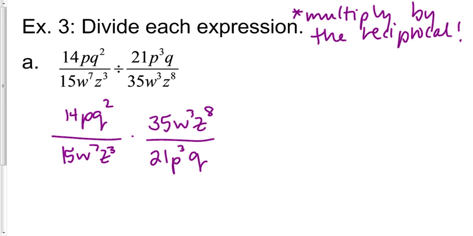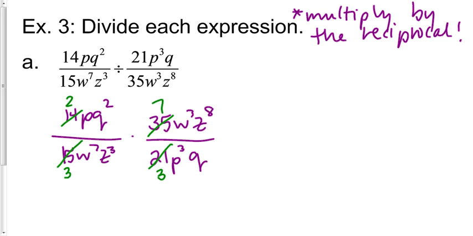Okay, now let's cancel out any common factors. Between 14 and 21, there's a common factor of 7. 7 goes into 14 twice. 7 goes into 21 3 times. Between 15 and 35, there's a common factor of 5. 5 goes into 15 3 times, and 5 goes into 35 7 times.